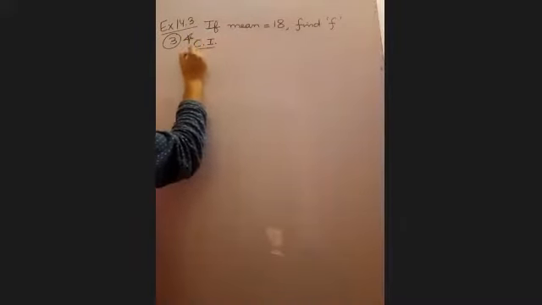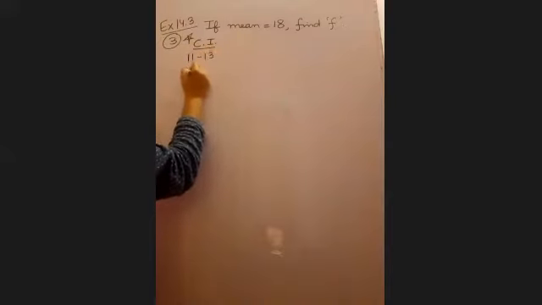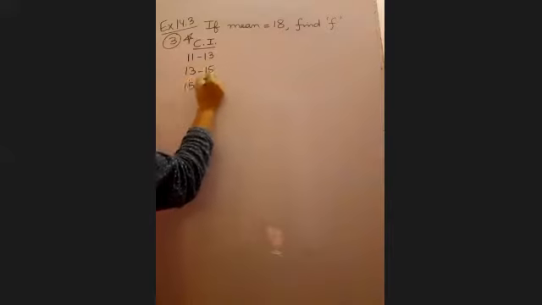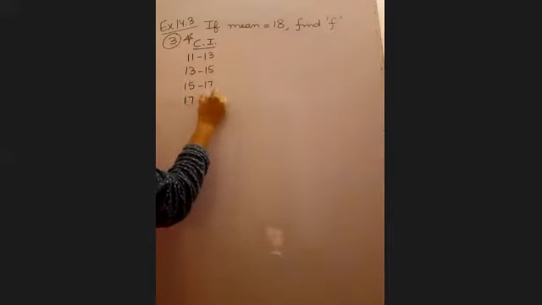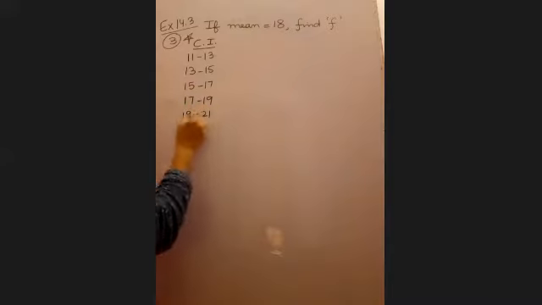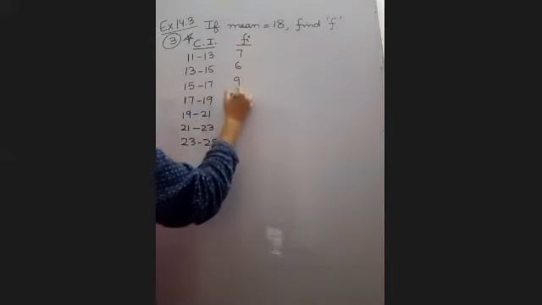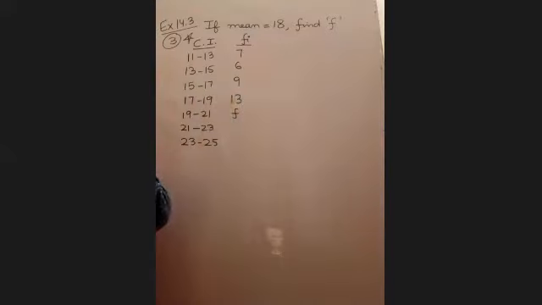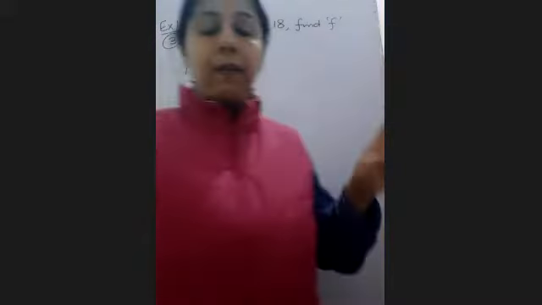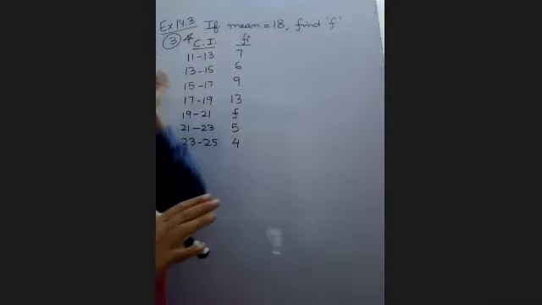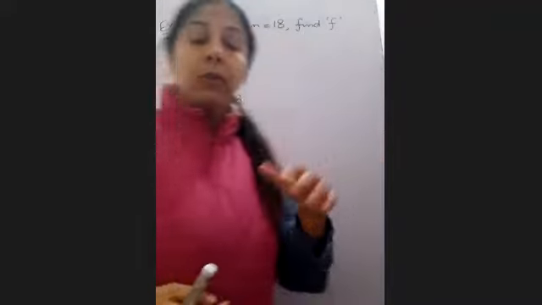Let the class intervals be 11 to 13, 13 to 15, 15 to 17, 17 to 19. It's a long question. There are 7 intervals. We don't have to get bothered. Then we are given frequencies 7, 6, 9, 13, f, 5, 4. All right, beta. The question is asking us to find the missing frequency wherein mean is given. We don't have to get bothered at all in any way. We will proceed the way we used to get the mean.